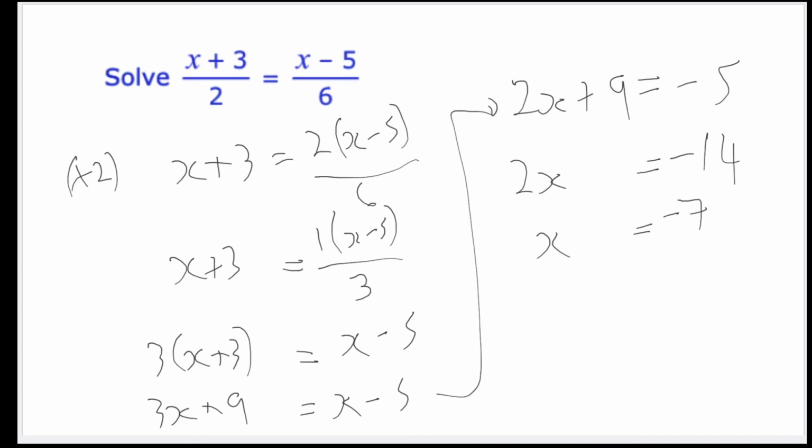My check here, so I've got minus 7 plus 3 over 2, I'll do the left hand side. Minus 7 plus 3 is going to be minus 4. Minus 4 over 2 gives me minus 2. So this left hand side equals minus 2. Right hand side, minus 7 minus 5 over 6. Well, that gives me minus 12 over 6, which also equals minus 2. So left and right both equal minus 2. Therefore, that is correct.